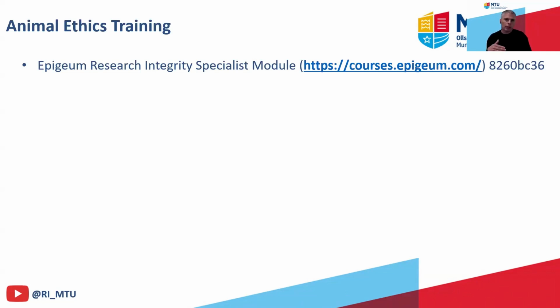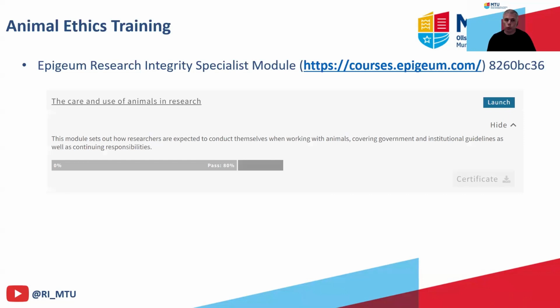But underneath that, then there's these specialist modules. So if you log into your EpiGM, up at the top you have these core modules, and then underneath you have these specialist modules. Okay, and so these specialist modules are essentially standalone additional modules. There's one around conflict of interest. There's one around engagement with humans for research purposes. There's one around the care and use of animals in research.